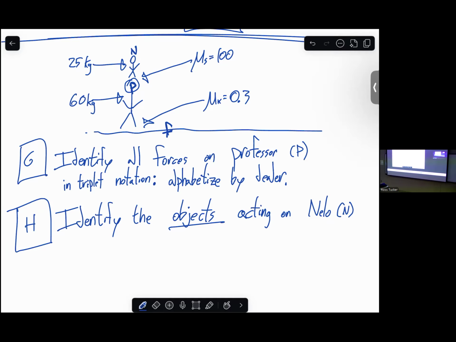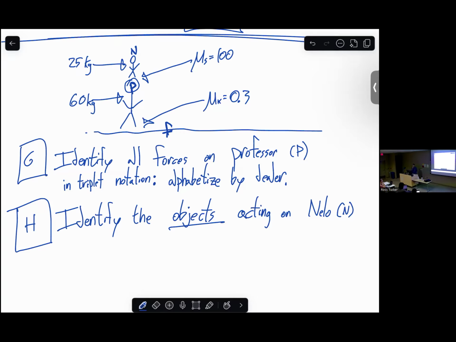Okay, I'm gonna call that time. The correct answer is there is a planet nearby, Earth, and there is a professor in contact with NALO. So the correct answer is EP. A lot of people got that right.